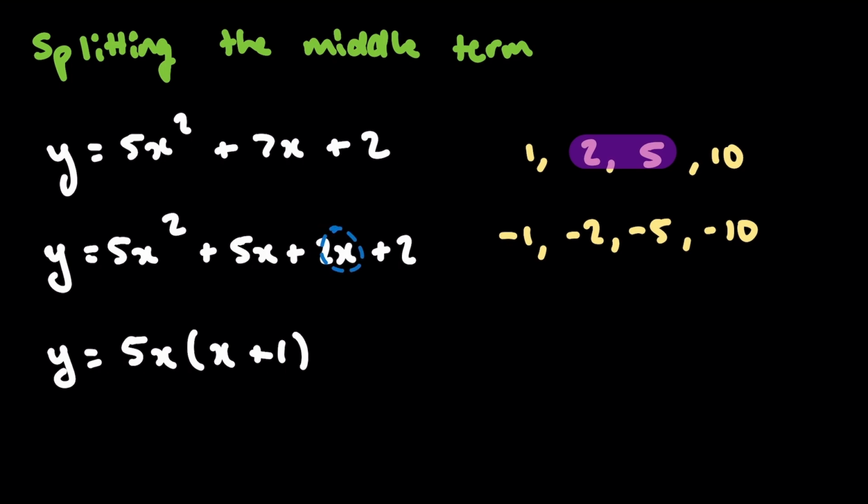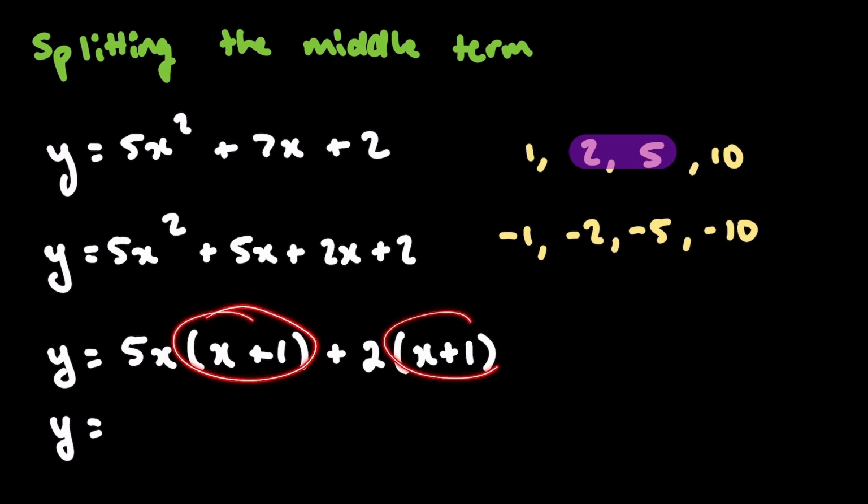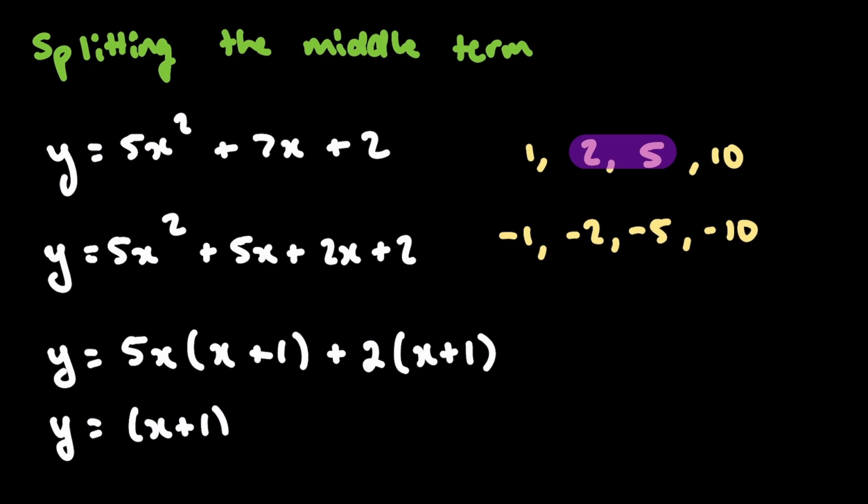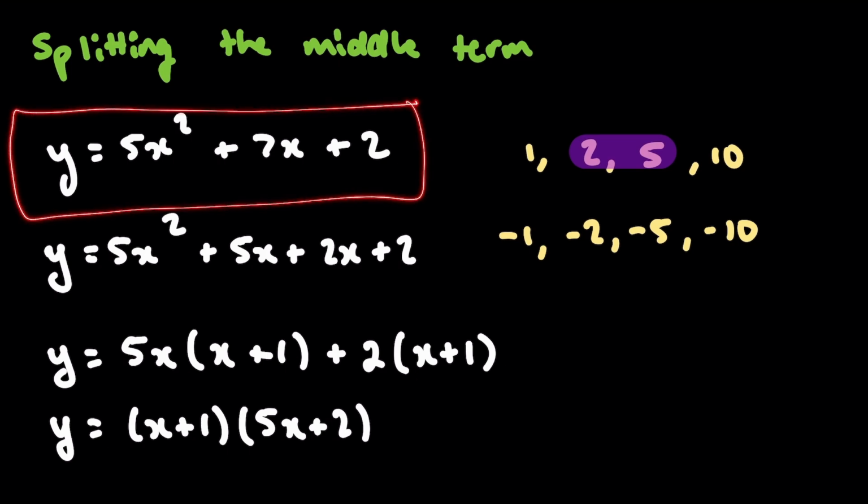Now I have to do the same thing with the other two terms. What I can see common between these two terms is a 2, and I would be left with x plus 1. Now I can factorize once again, because the x plus 1 is common between both of these. So I can factor out x plus 1, and I'm left with 5x plus 2. And that's how easy it is to factorize a quadratic using splitting the middle term.